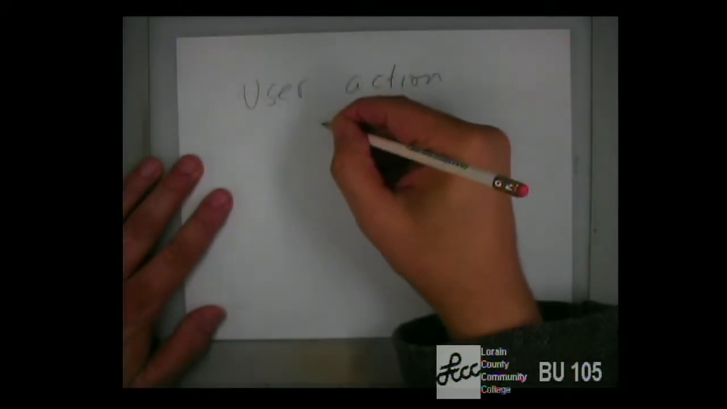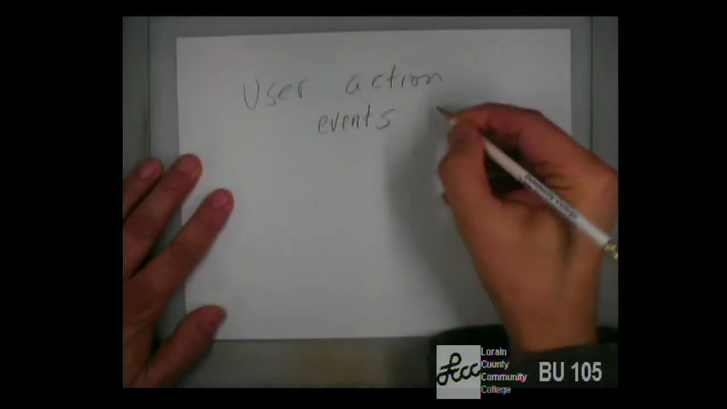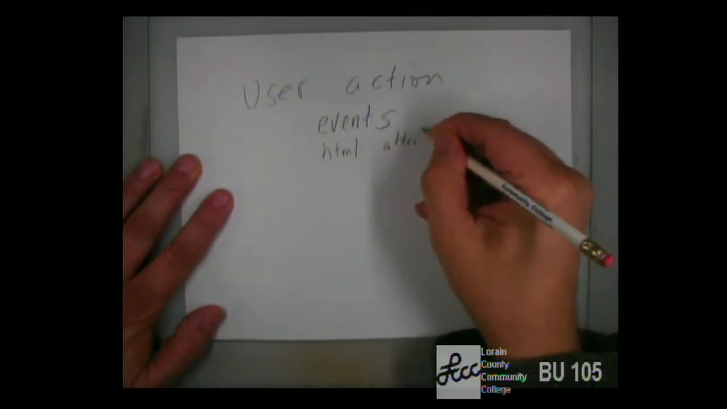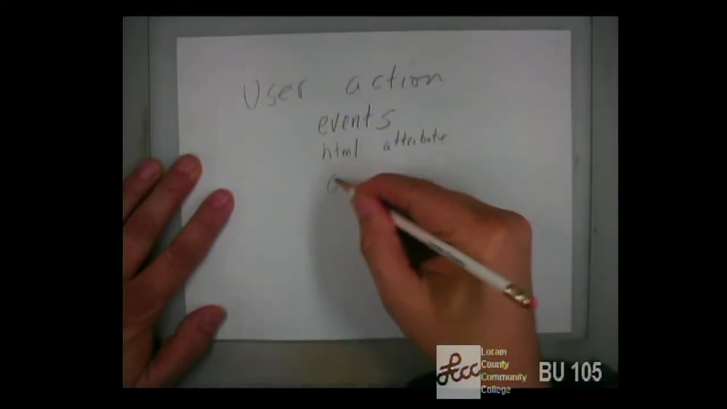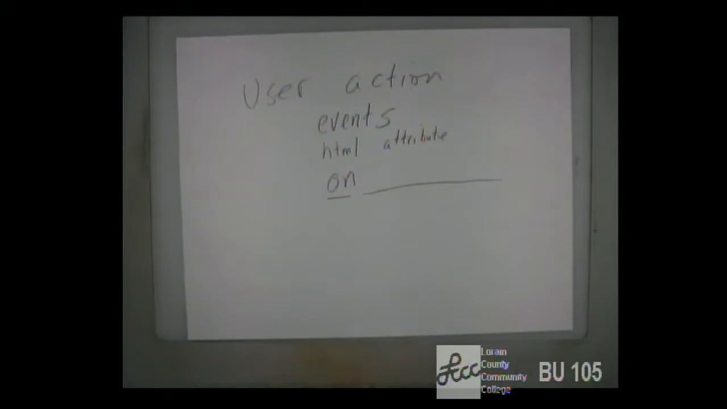Now, these aren't the only ways that you can trigger JavaScript, but these are the most common. These are the most basic, all right? That something happens where the user takes an action. So they click, they point their mouse, they type something on the keyboard are the most typical ones. Associated with these are what are called events. And the easiest way to do events is to make them an HTML attribute. And events start with the word on, and then they have something else after it.